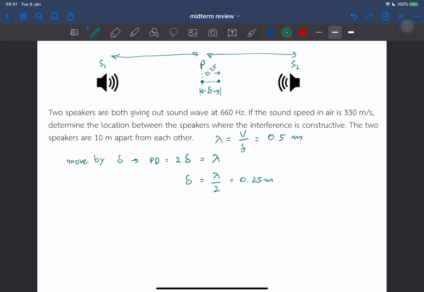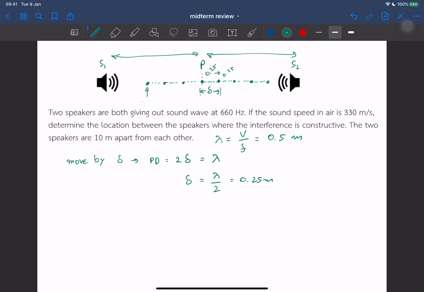And then you can calculate the next one, which is for 2 lambda, 3 lambda, 4 lambda. So you can see that every time you move to the right by 0.25, you're going to get another constructive interference. So between these speakers, there's going to be many, many points where you get constructive interference. And what we just showed is that these points where we have constructive interference are 0.25 away from each other.